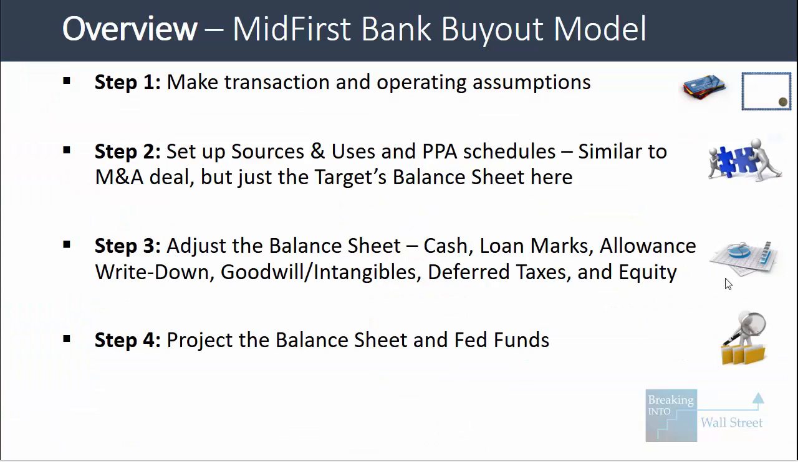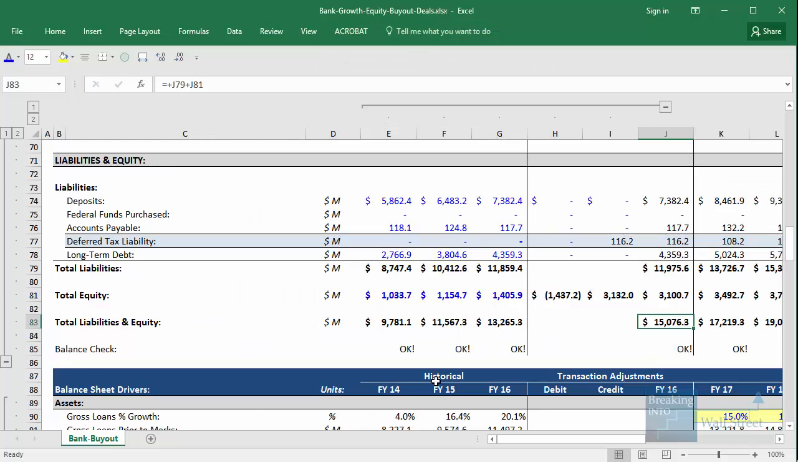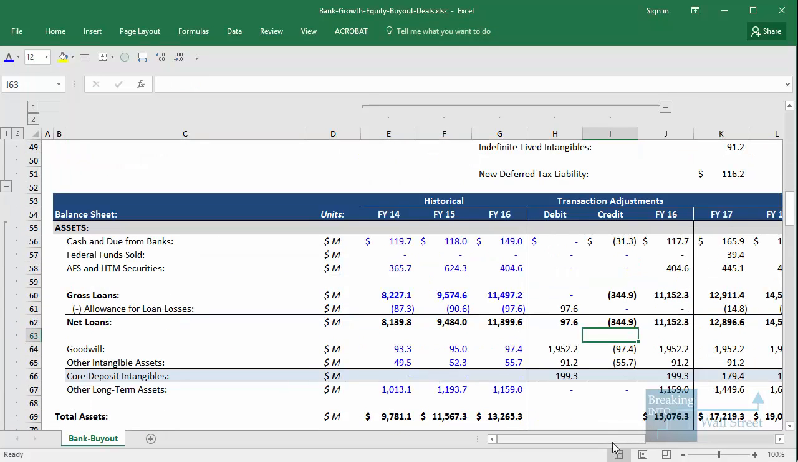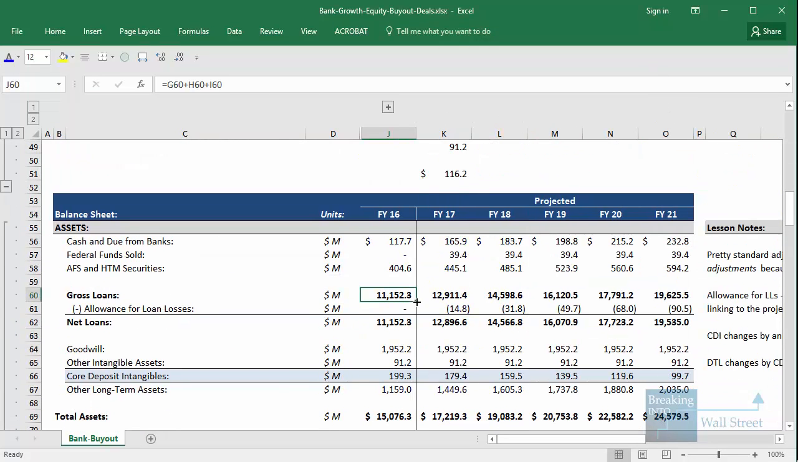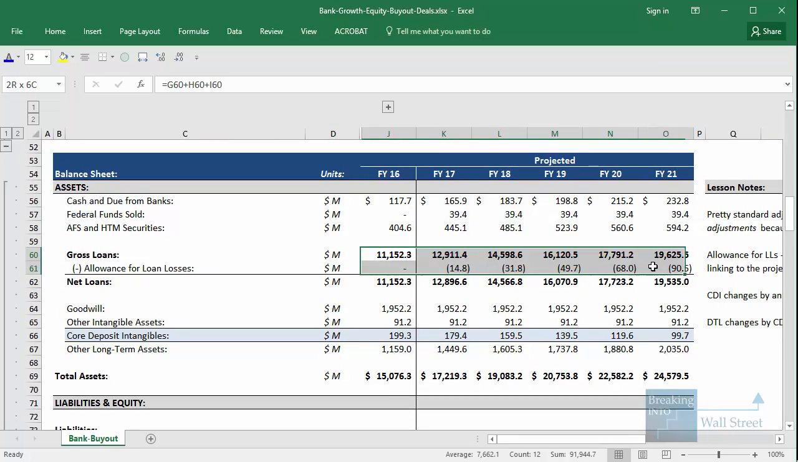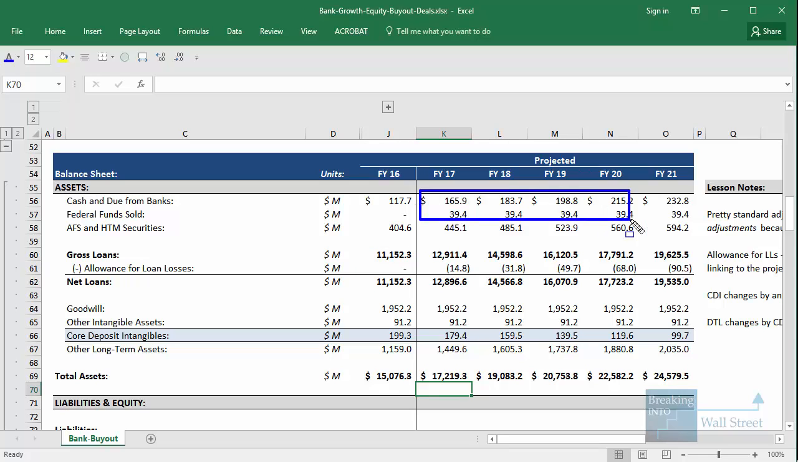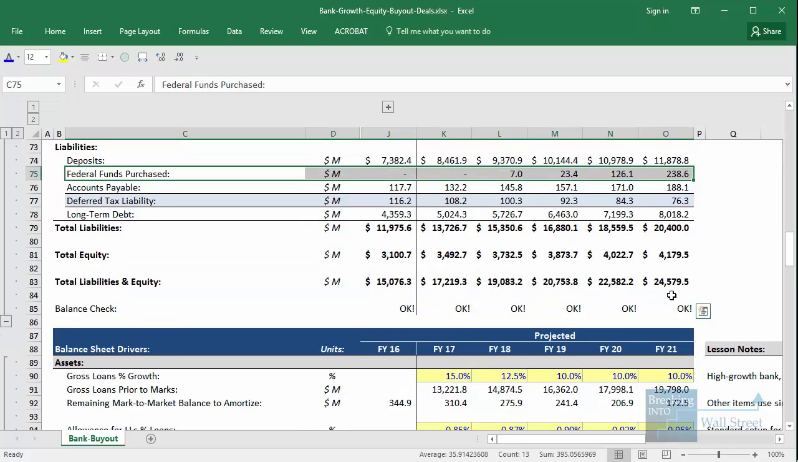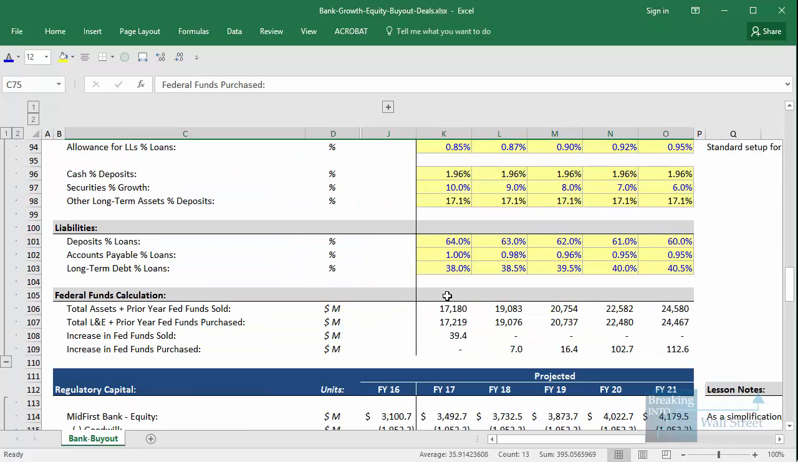After that, you'll project the balance sheet and the federal funds items, which are used to balance the balance sheet. So over here, for example, if we look at this future period, we've used a simple growth rate for the gross loans. We've made the allowance for loan losses a percent of the gross loans. And many of these other items, such as cash, are percentages of deposits. Securities grow independently. Federal funds sold and federal funds purchased on the other side are used to balance the balance sheet as you normally do for banks.